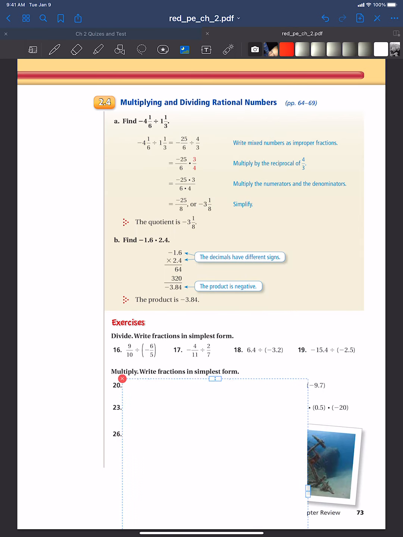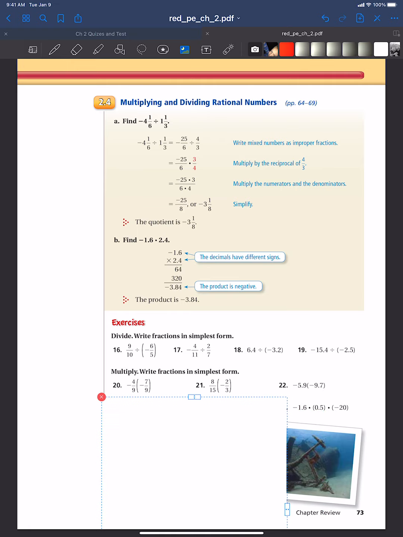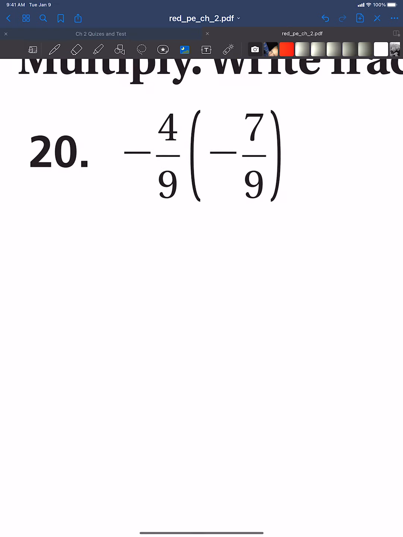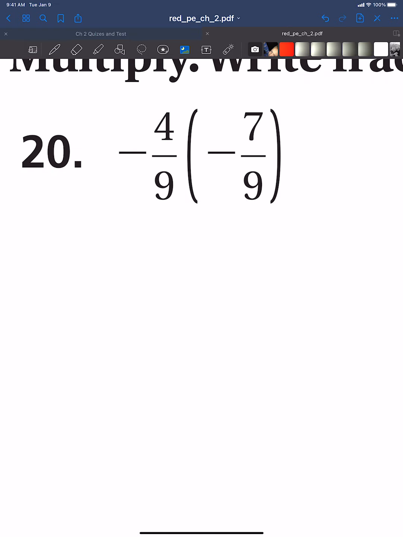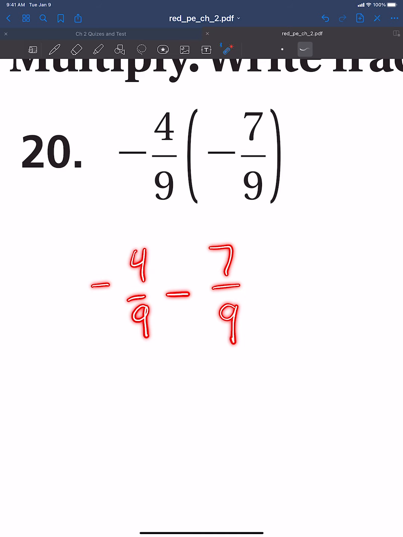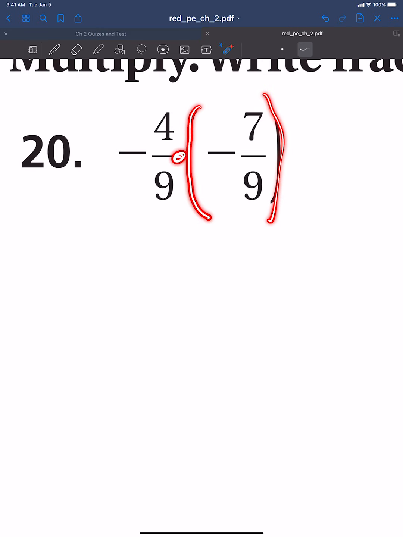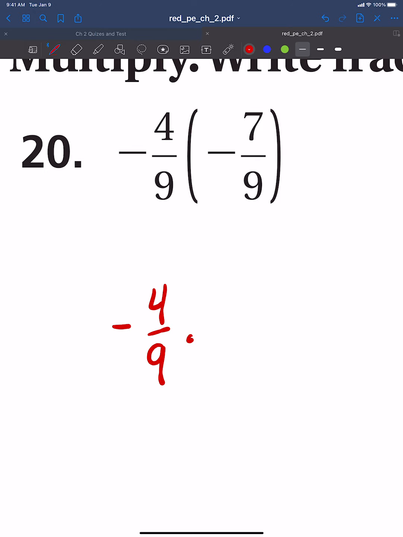Multiply a fraction. Oh my gosh, you guys, on the quiz, we had something similar to this. Do you want to know what somebody did on their quiz? They said this is negative 4/9 minus 7/9. No. It's multiplication. If it's snuggled up next to a parenthesis, it means multiply. So it's just going to be negative 4/9 times negative 7/9.